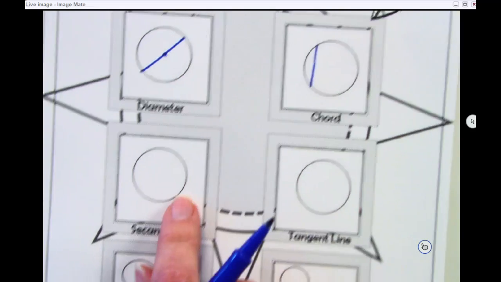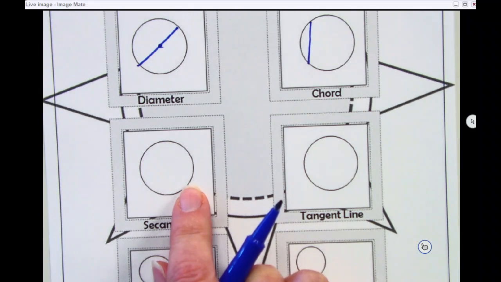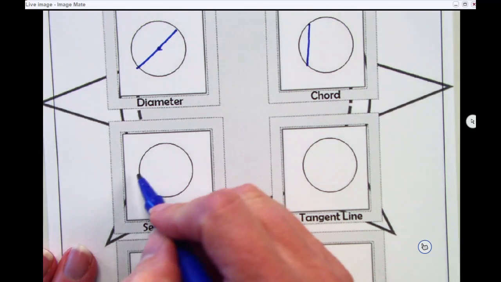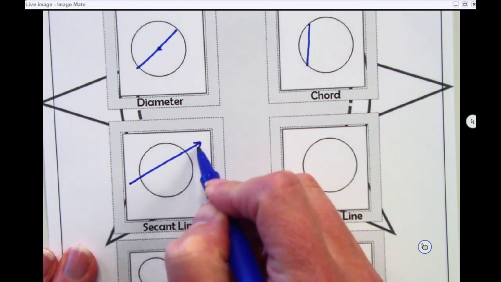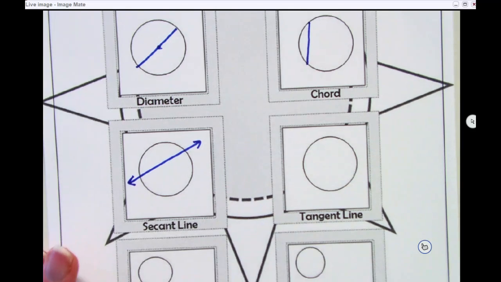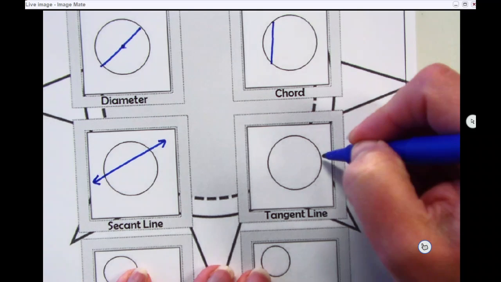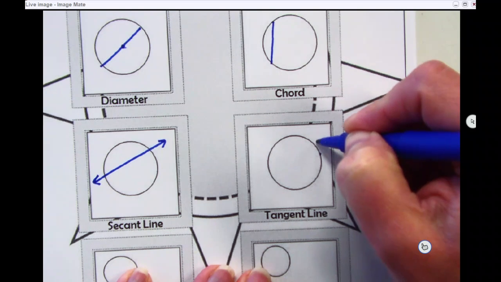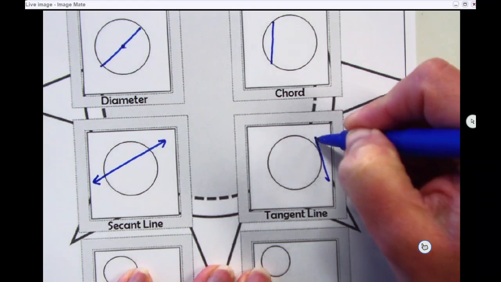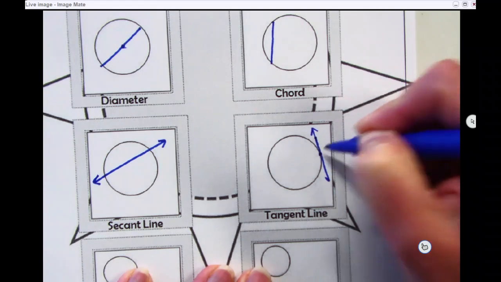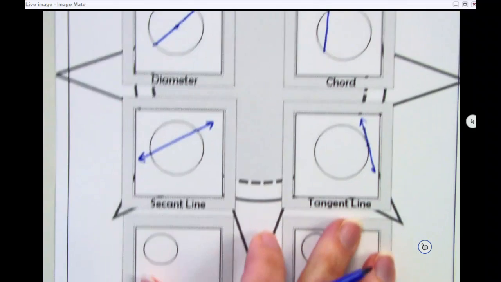How about a secant line? Is that one new? Okay, a secant line goes through the circle and continues, hence the arrows on each end. A tangent line touches the circle, and it's almost impossible to draw, but it touches the circle at one point on the outside.